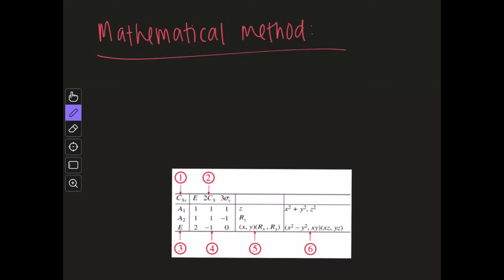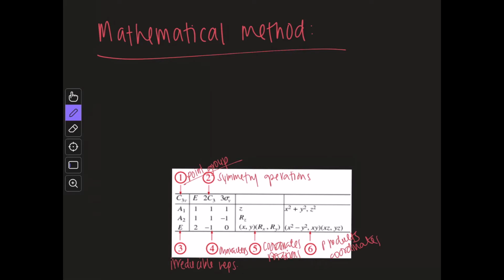In order to be able to use the mathematical method, we first need to know what the elements of our character table are. So number 1 is always going to be our point group. Number 2 is going to represent the symmetry operations that the compounds with this point group possess. Number 3 are our irreducible representations, which we're going to be calculating with this method. Number 4 represent the characters. Number 5 are going to be our coordinates and our rotations. And number 6 are going to be the products of our coordinates.